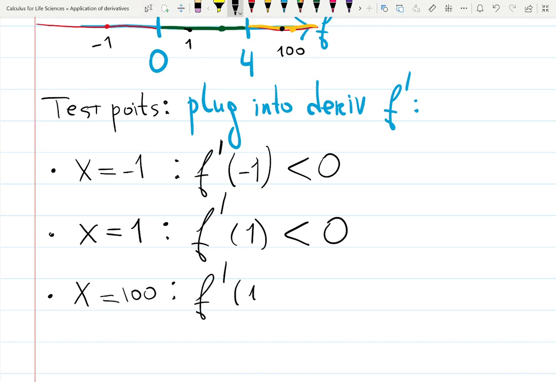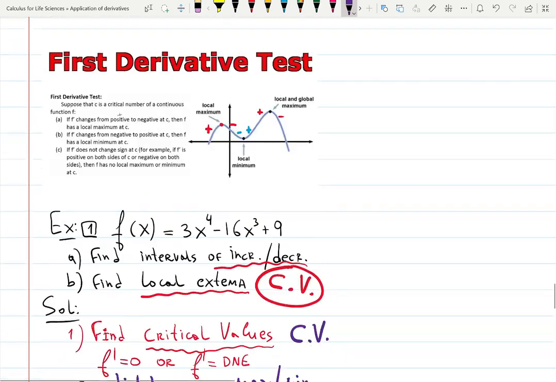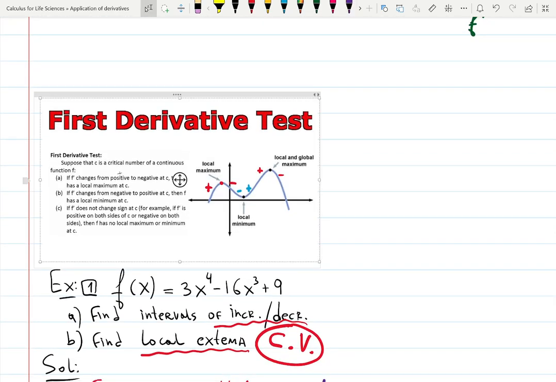Derivative of 100 is positive. So the original function is going up. What is the terminology for that? Increasing. Now visually, the first derivative test, which I copied here, I'll go back in a second.